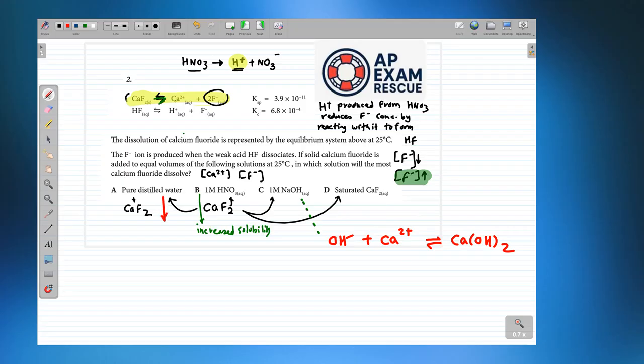Of course, the pure water is the normal concentration, just the regular one. It's not compared to what happened here. What about saturated calcium fluoride? This is the most important one. What happens in D?